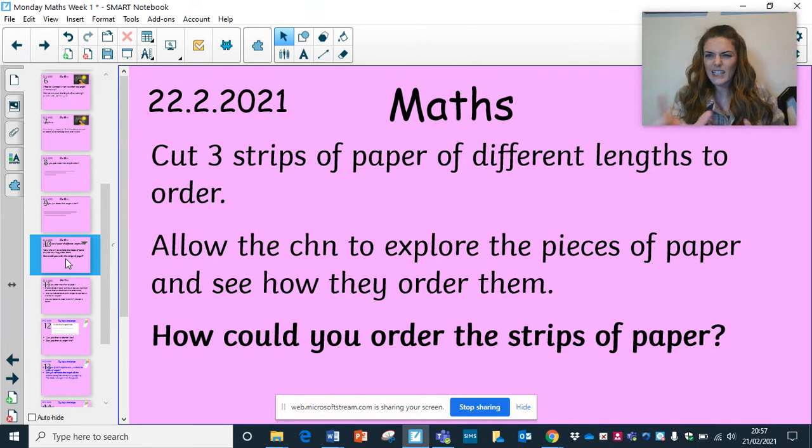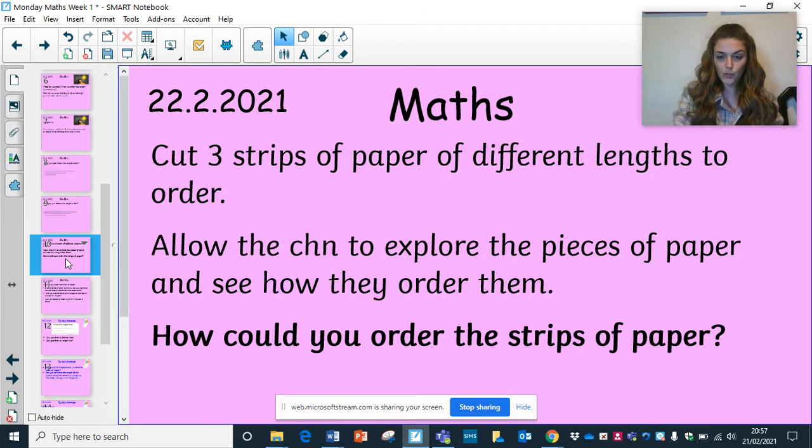Okay, so they need to be 3 different lengths. You can choose them however you would like, and then can you put them into order? And then explore them and see how, and you can choose how you order them. You might want to move them around and do shortest to longest and then longest to shortest, okay?